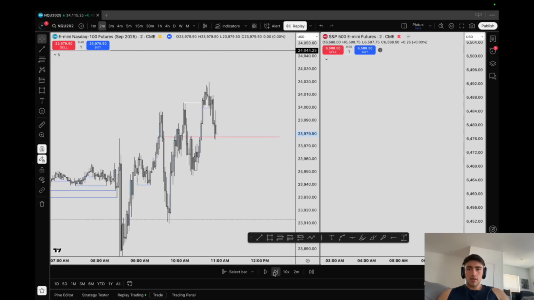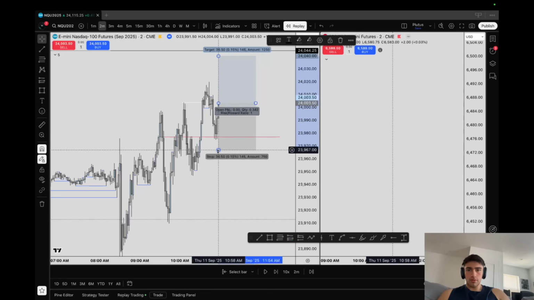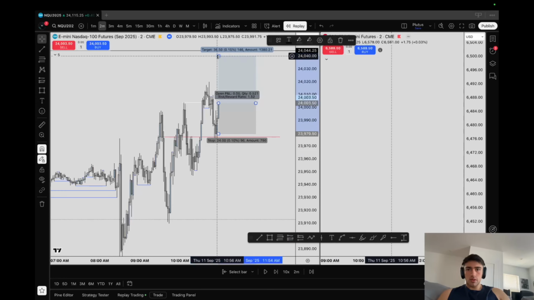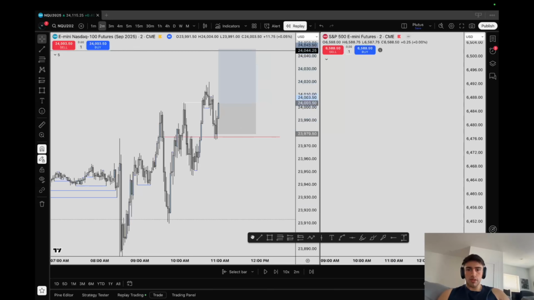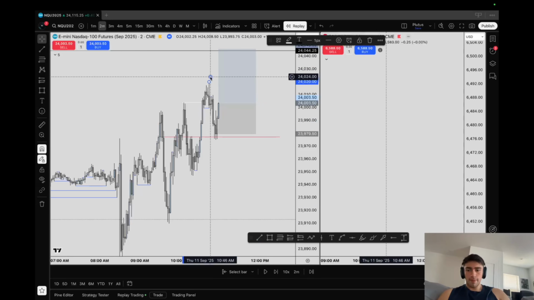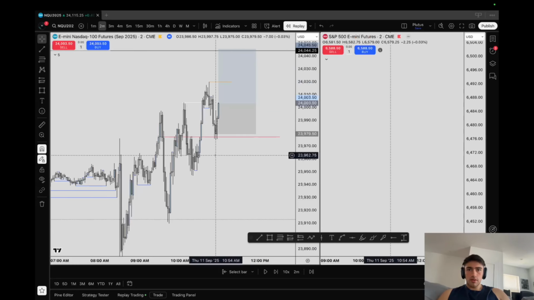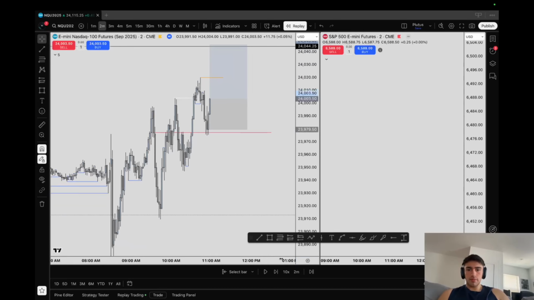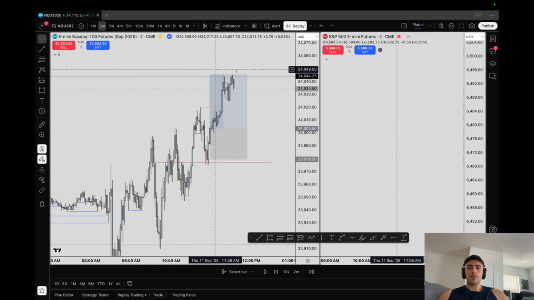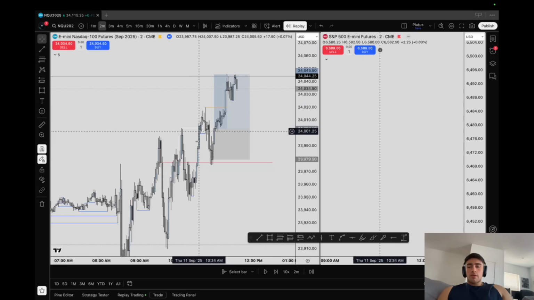Remember, I took a long here, stop below, and then targeted all-time highs. What is break even? This high. This high is break even, and then targeting those highs up there. Break even, and then straight to the drawn liquidity. Okay. Again, pretty simple.